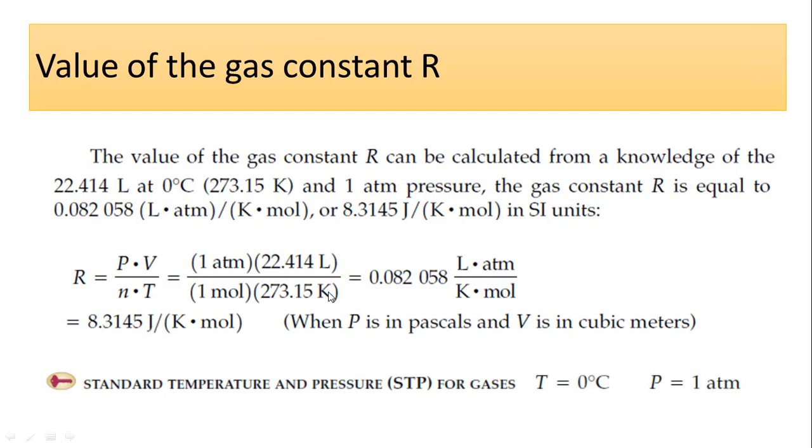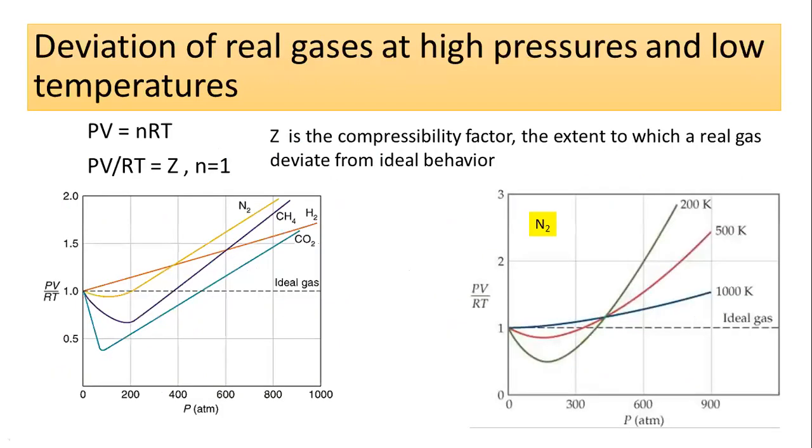What is important here is, first, the importance of this calculation: how can you calculate the value of the gas constant? Another is that you must remember this value because this is a constant value and you have to use it in several numericals or some sort of calculations. So let's have a look at what the deviation of the real gas from the ideal gas is.